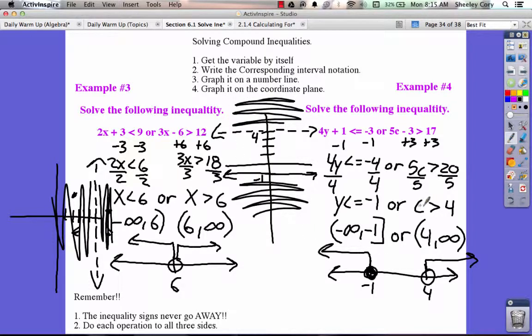By the way, this variable right here, I forgot to switch it. This should actually be a y in the problem. So instead of it being a c, just think of it as a y. Don't forget to do the You Try problems.